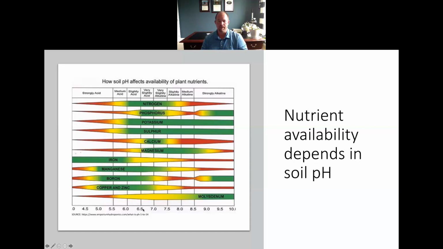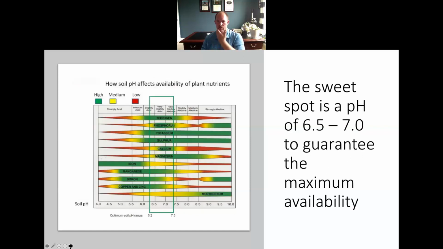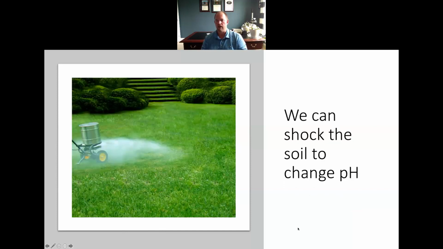So the sweet spot, when we talk about pH and soil testing, is basically going to be between 6.5 and 7. So slightly acidic on the pH scale, not very much, but just a little bit below a neutral pH of 7. This is what's going to give us the greatest overall availability of nutrients in the soil. Again, 6.5 to 7 is going to be that magic sweet spot to guarantee maximum availability of plant nutrients.